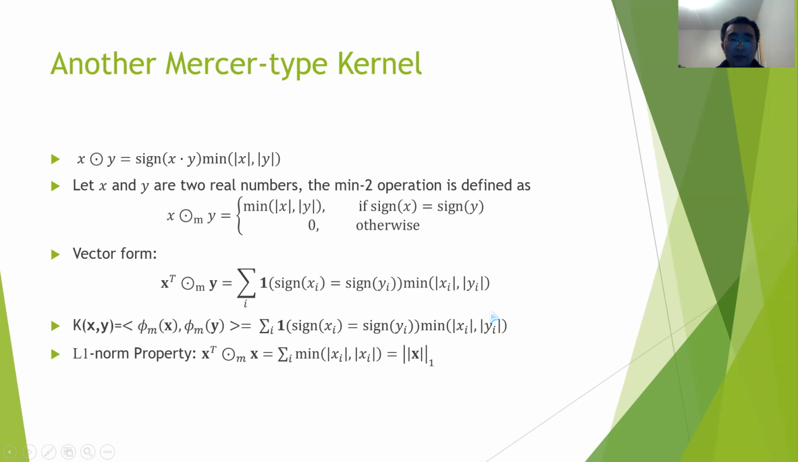Now let's talk about the min2 operation. We reverse the sign operation here. Instead of taking the sign of xy, we compare the sign of x and sign of y. If they are equal, we return the minimum absolute value. If they are not equal, we return 0. And here's the vector form. So this one can only return non-negative results. And here's the kernel form, and it also holds the L1 norm property.